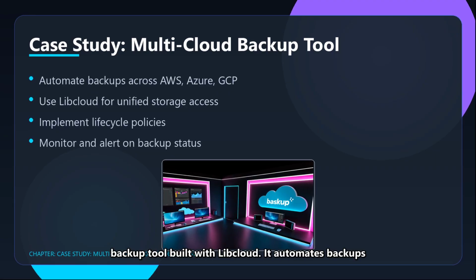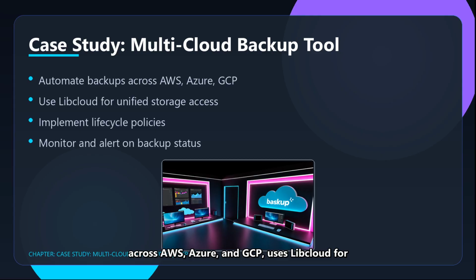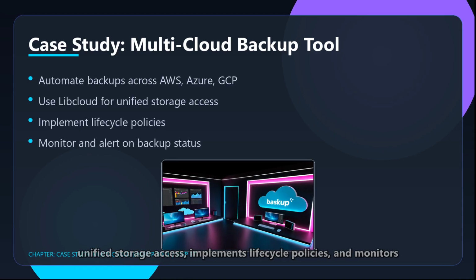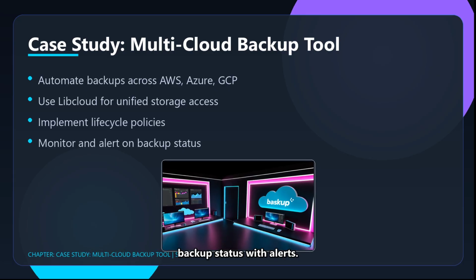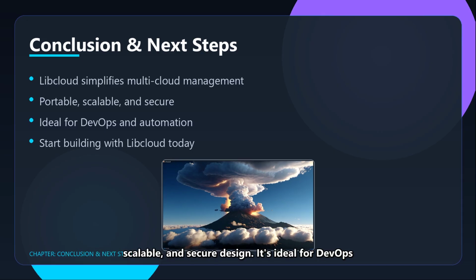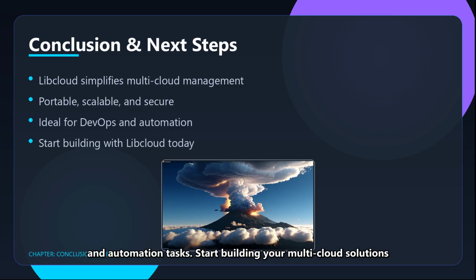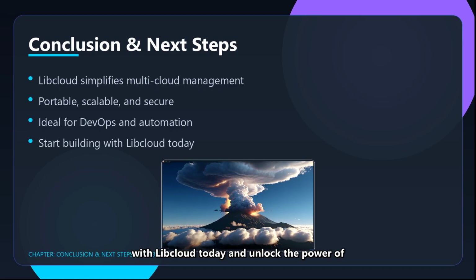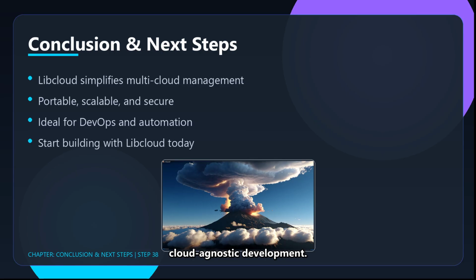It automates backups across AWS, Azure, and GCP, uses Libcloud for unified storage access, implements lifecycle policies, and monitors backup status with alerts. Apache Libcloud simplifies multi-cloud management with its portable, scalable, and secure design. It's ideal for DevOps and automation tasks. Start building your multi-cloud solutions with Libcloud today and unlock the power of cloud-agnostic development.